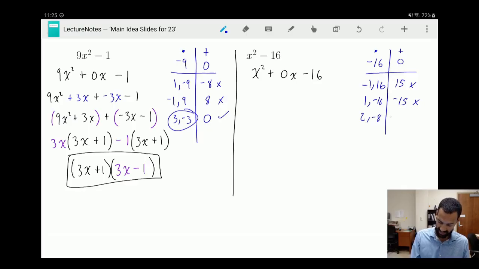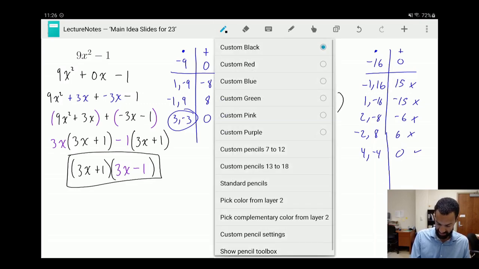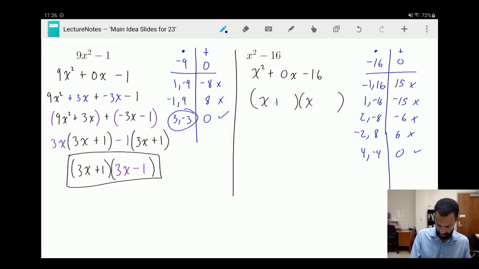2 and negative 8 would be negative 6. Negative 2 and positive 8 would be positive 6. 4 and negative 4 would be 0. Okay, understood, 1 in front of the x squared. Remember, we can jump straight to our final answer. Put our x's in, and we have a positive 4 and a negative 4, so plus 4, minus 4. X plus 4, x minus 4.